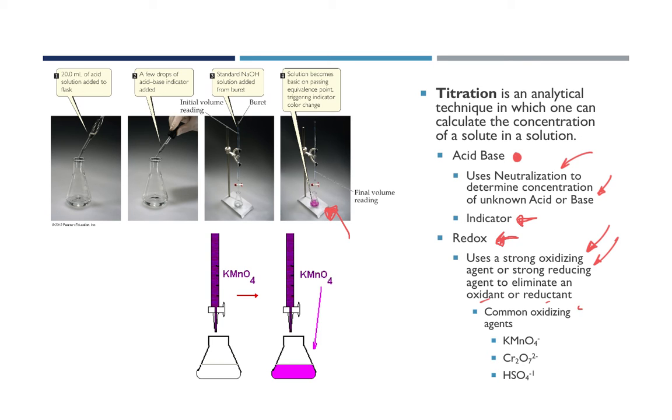Common oxidizing agents that we use in a redox titration: potassium permanganate, dichromate, and bisulfate. Same kind of thing here, right? We go ahead and put our oxidizing agent into the burette. We start adding it to our chemical, and eventually pink persists, and at that point we know that we have fully oxidized the other chemical.